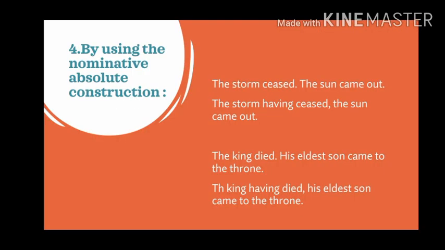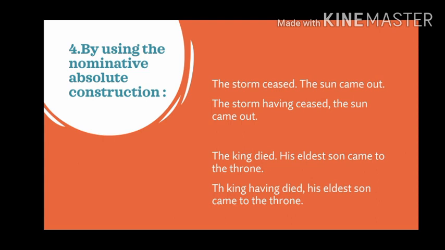Next one is by using the nominative absolute construction. Example: The storm ceased, the sun came out. Two simple sentences. The storm having ceased, the sun came out.